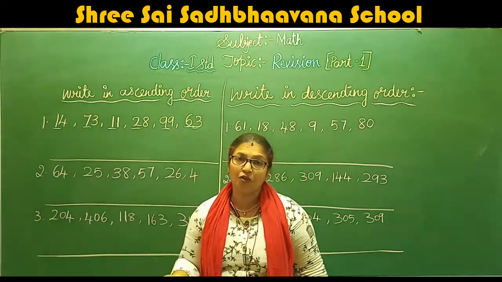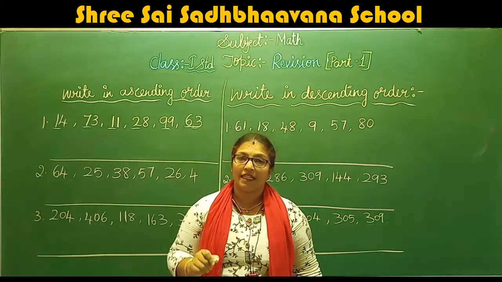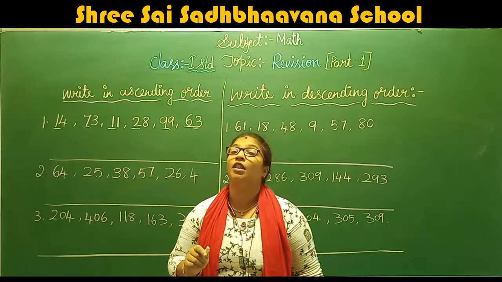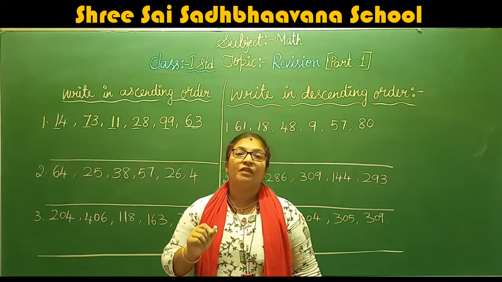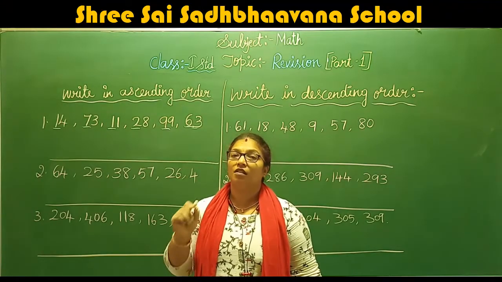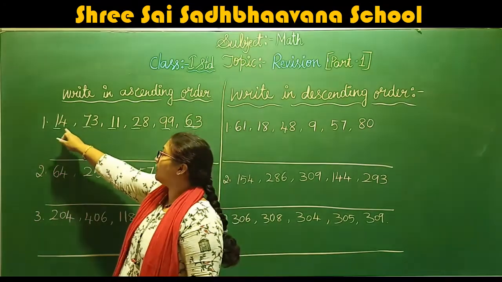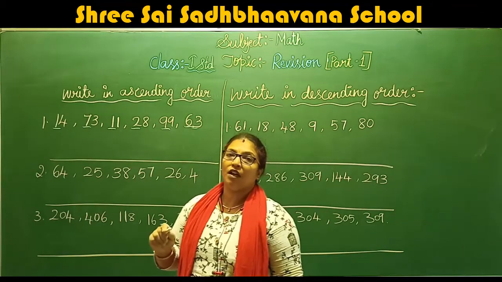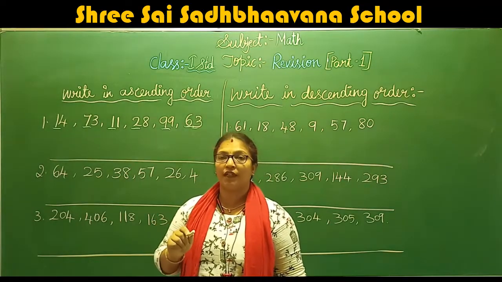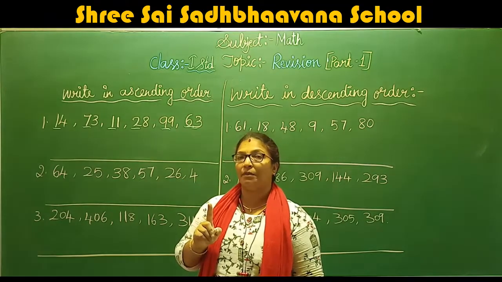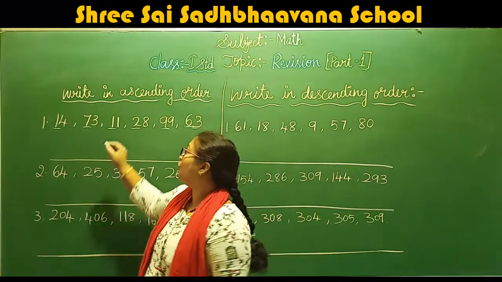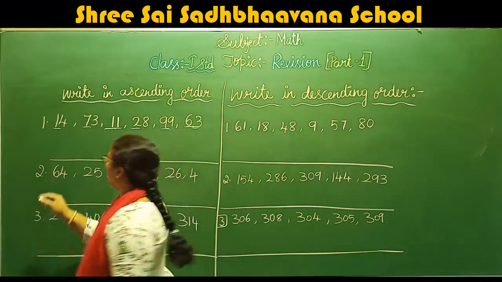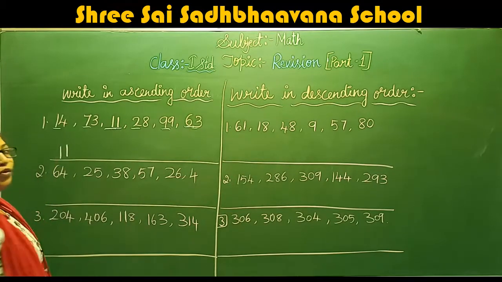In this 1 and 1 we can't find which is the smallest number. So when the tens place number is the same, then you have to look at the ones place number. Here it is 4 and here it is 1. So 1 is the smaller number. So you have to write this number first. So you got 11.